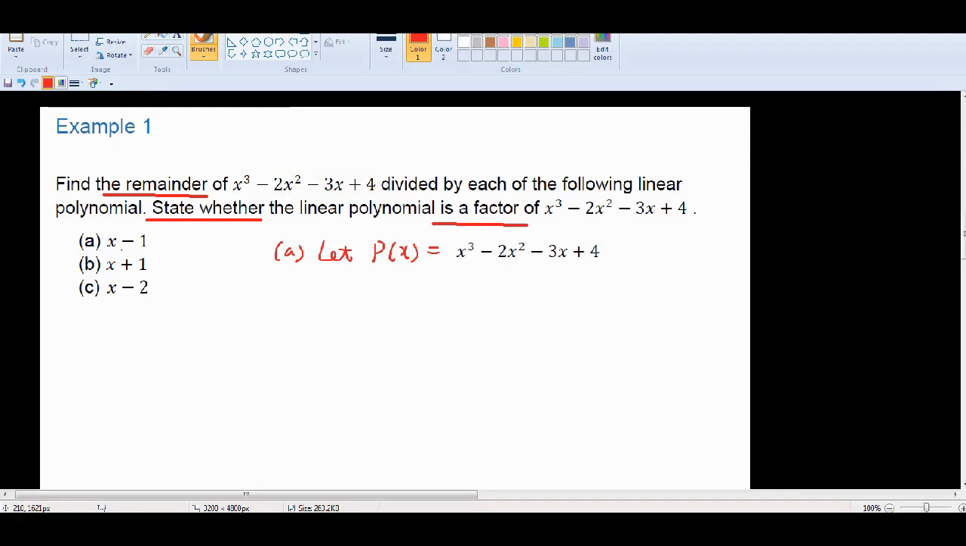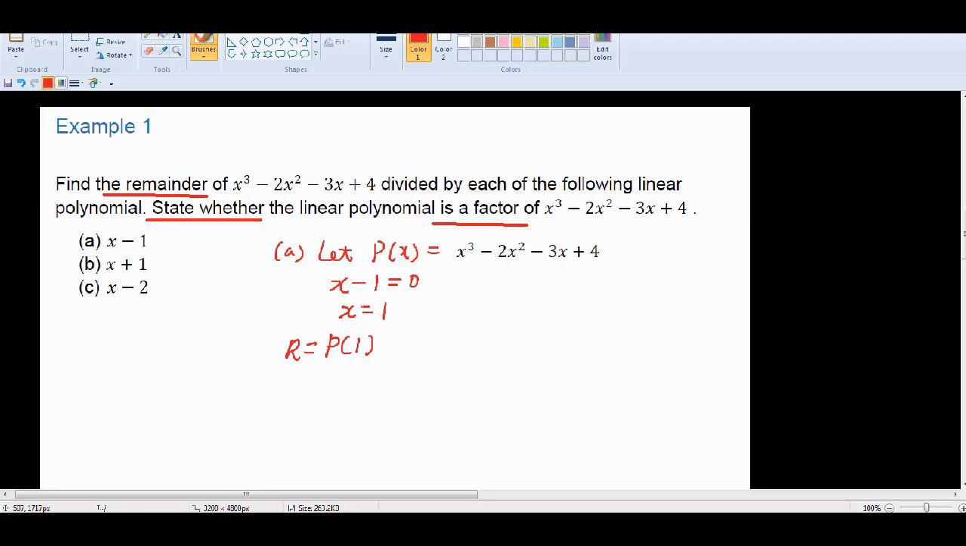Then you are going to see what would be the remainder when this polynomial is divided by x minus 1. Still remember how to do it? First, you need to make that divisor 0. Then you will find x must be 1 to make that divisor 0. Then you are going to substitute that 1 into the polynomial. So that's P(1), and that P(1) will be our remainder, because that's what the remainder theorem is about.